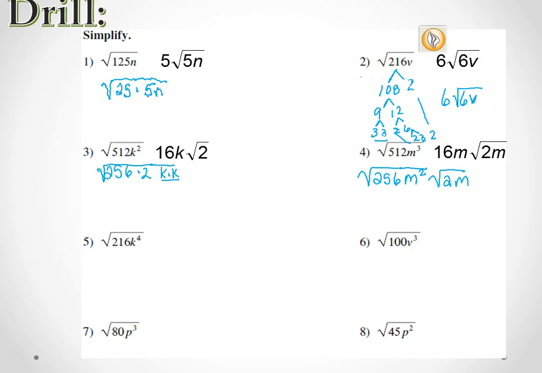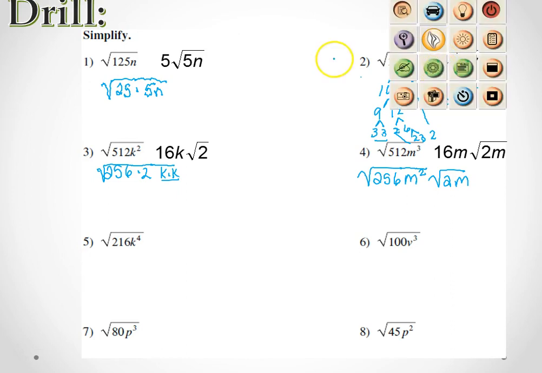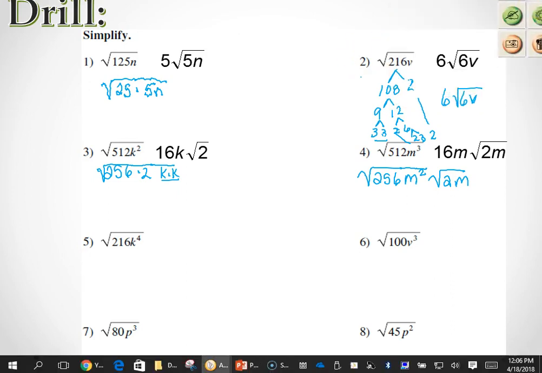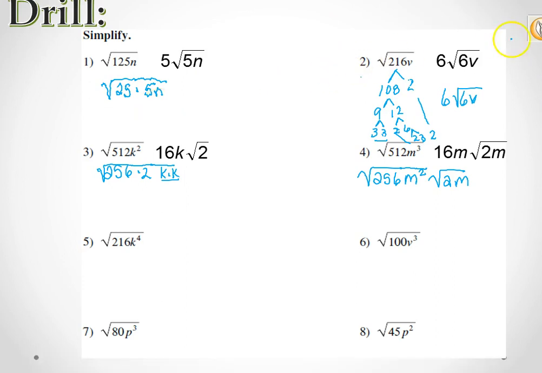The square root of 216, if you go back and refer, we already know the square root of 216 is 6 square roots of 6. But here we have k to the 4th. The square root of k to the 4th is k squared, so we'd have 6k squared and the square root of 6.